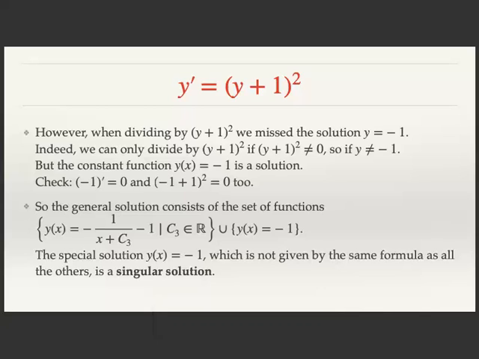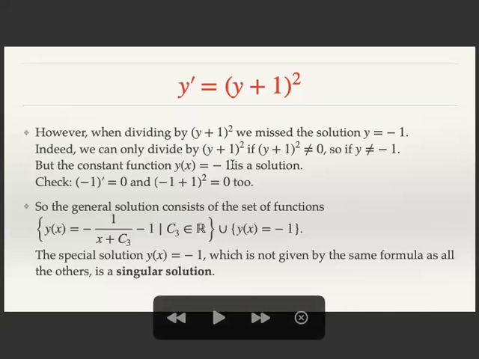Can the solution be, let's say, -1 on some interval and something else on some other interval? No, because the solution is unique, as we'll see by the existence and uniqueness theorem in maybe two or three weeks. Once we establish that -1 is a solution, this means that -1 is the only solution corresponding to the initial value -1.